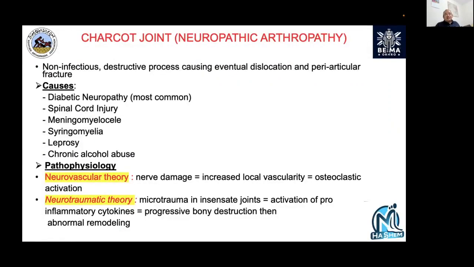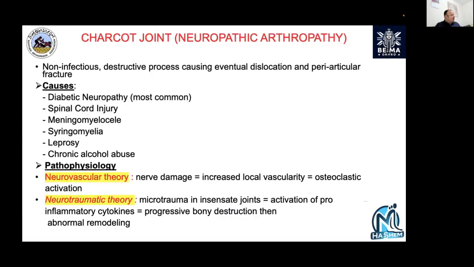So to finish with the Charcot joint, or the neuropathic arthropathy. To understand, Charcot is not diabetic only. It's not with diabetes only. Charcot is with any neuropathic condition. Any neuropathic condition can end with a non-infectious destructive process, which we call Charcot, which ends with a deformed or even dislocated joint.